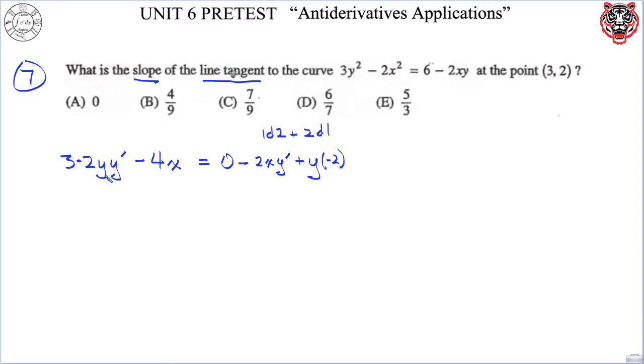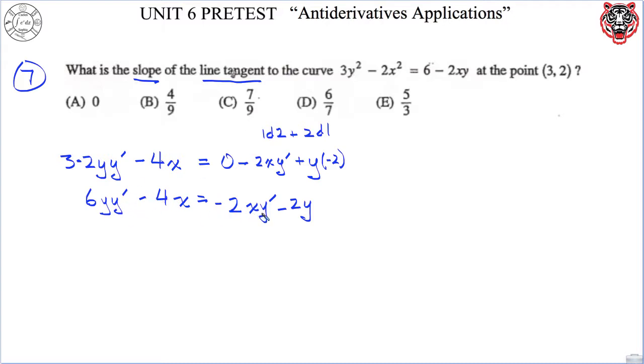So how do I do that? Let's simplify this just a little bit to make it easier. So this is 6y y prime minus 4x is equal to negative 2x y prime minus 2y. We need all of our y primes on the same side, everything else on the other side. So I'm going to decide, arbitrarily, to put our y primes on the left-hand side.